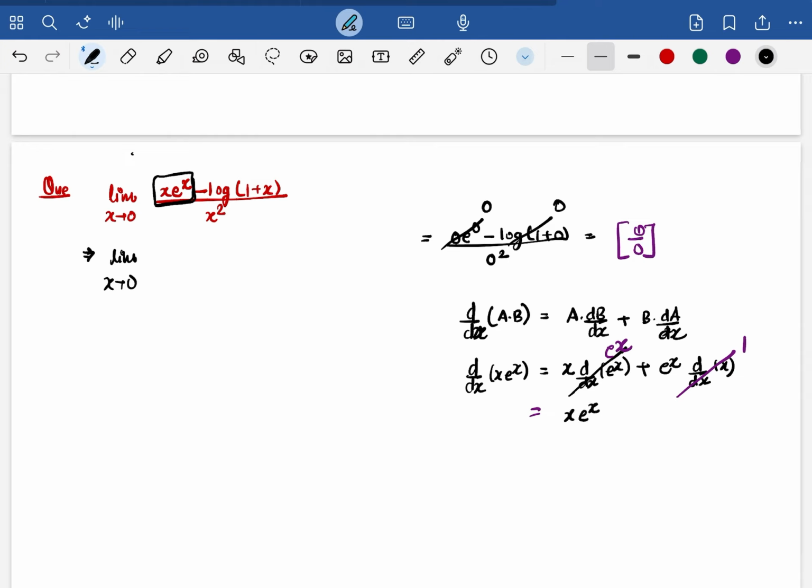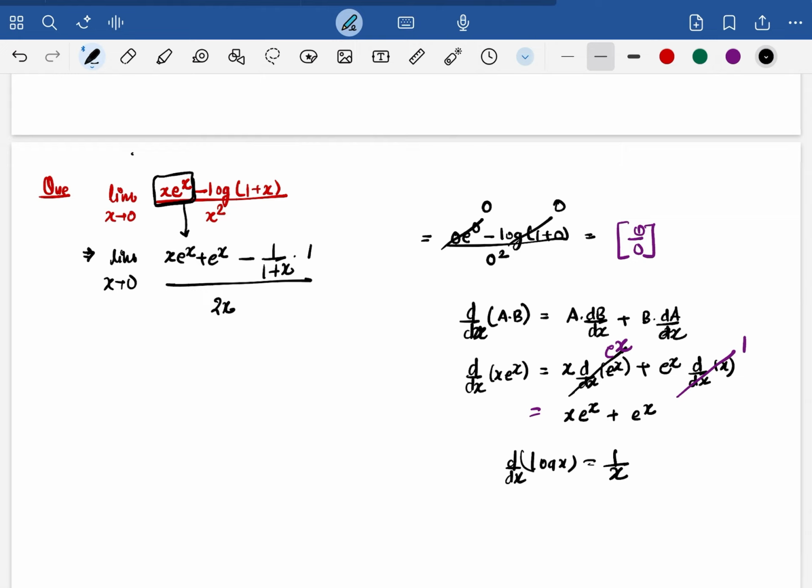x into e to the power x plus e to the power x. Okay, so differentiation of this is x e to the power x plus e to the power x, and log 1 plus x, differentiation of log x. What is the differentiation of log x? This is nothing but 1 by x. So here 1 by 1 plus x, and further differentiation of 1 plus x is 1. Okay, x square differentiation is nothing but 2x. Okay, now again put the values 0.